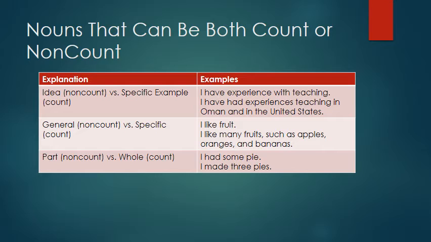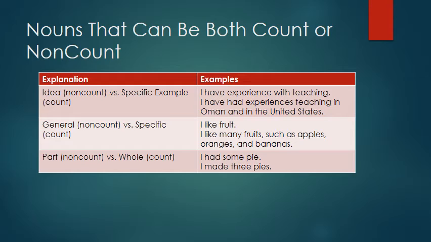So the first group is idea versus specific example. When you're talking about an idea, the example is, I have experience with teaching. We're not talking about a specific time that I taught. We're just talking about the idea of experience. Okay? In that case, it's non-count. But when we talk about a specific example, like I have had experiences teaching in Oman and in the United States, we're talking about specific times, specific experiences, then it's count. Okay? And we can make it plural.